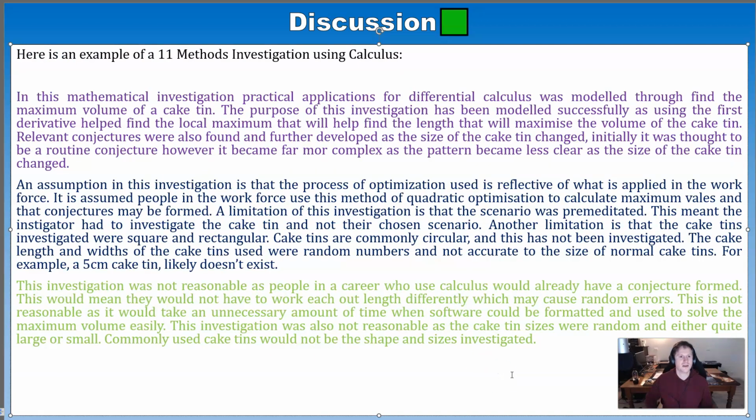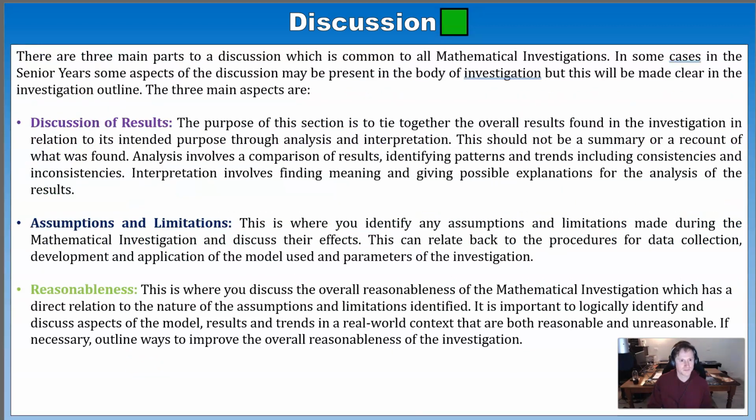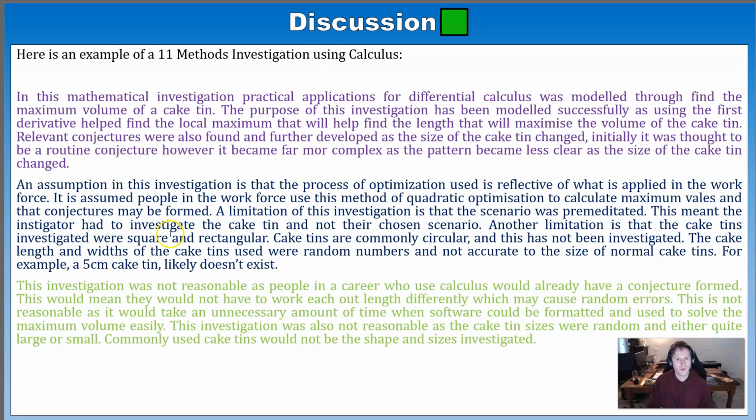So this is a year 11 example of a discussion for a calculus investigation. So in purple, we have the analysis, or the discussion which includes analysis. Blue, we have assumptions and limitations. And green, we have the reasonableness of the investigation. So you can pause the video and read an example of this discussion.